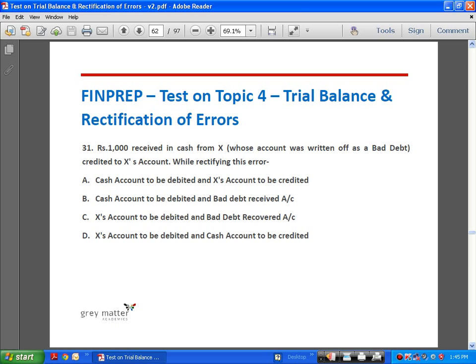Rupees 1,000 received in cash from X, whose account was written off as a bad debt, has been credited to X's account. Right. So the correct entry should be cash account debit to bad debts recovered account. But the entry that has been passed is cash account debit to X's account. So the rectification entry is we have to debit X and credit bad debts recovered account. So entry is X account debit to bad debts recovered account.